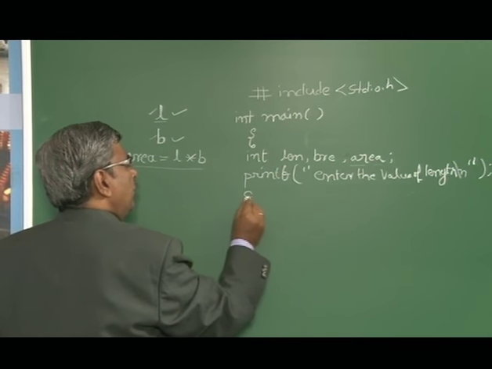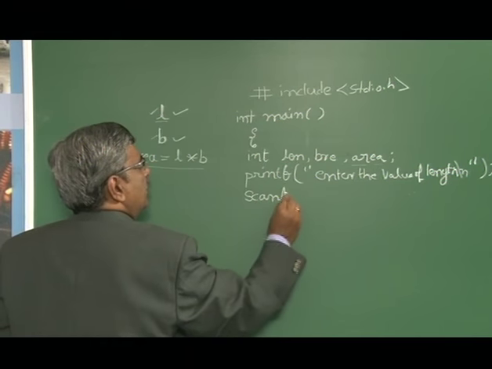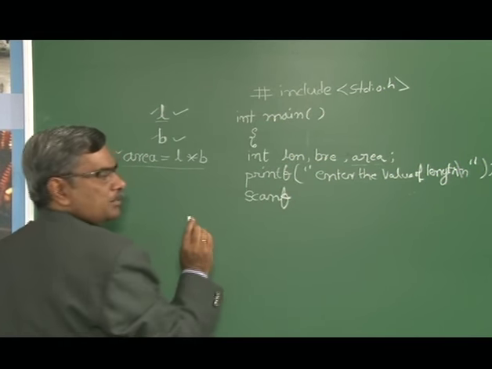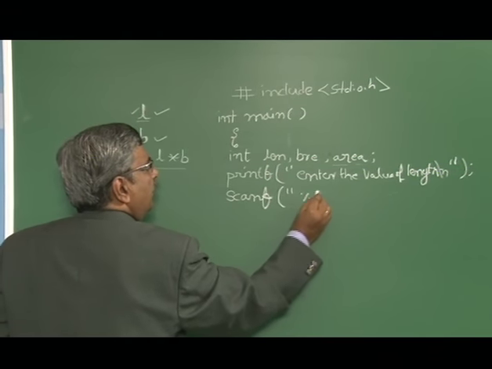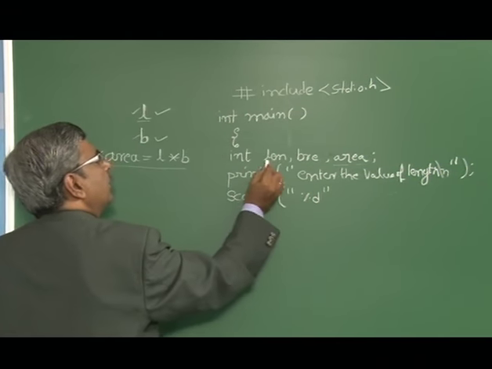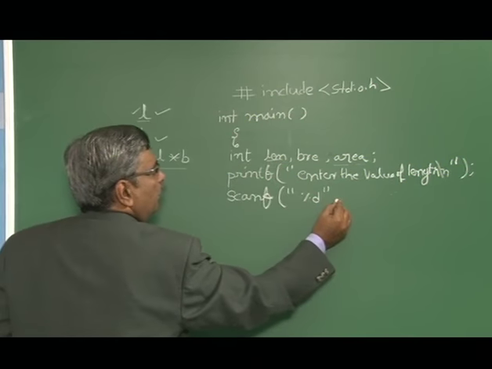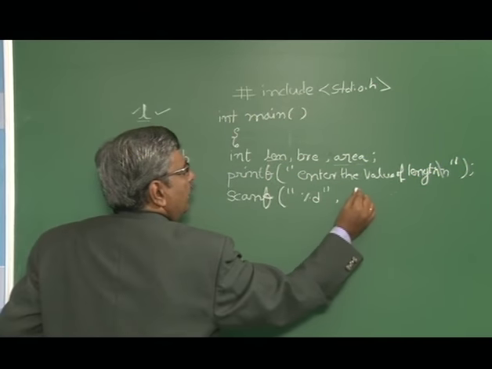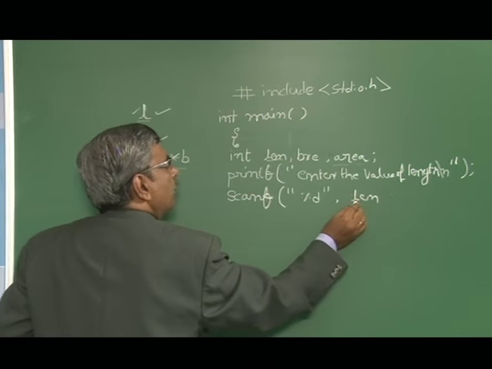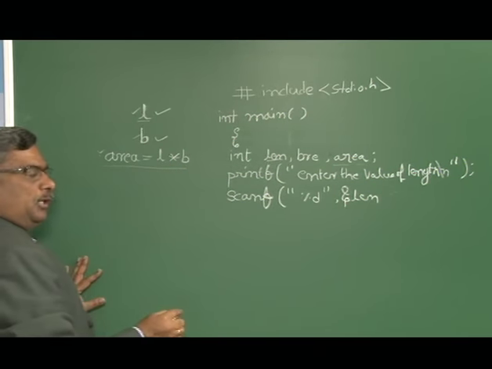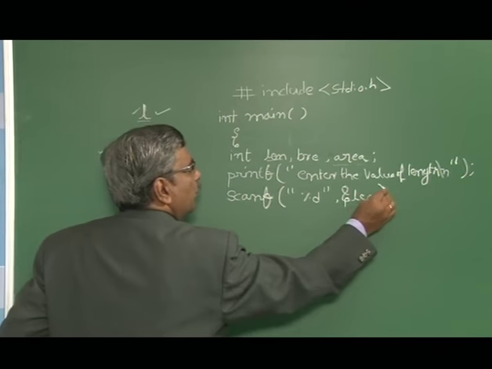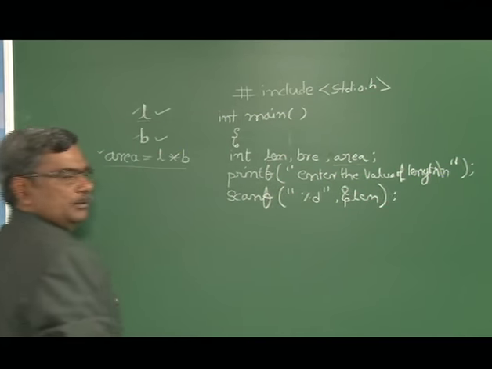Next, you have to read it by making use of the statement scanf. All statements should be in small letters. scanf("%d", &len); because the variable len is of type integer, put a comma, len. Remember, while reading, you have to use the ampersand symbol to store that value in the corresponding memory location. Put a semicolon.